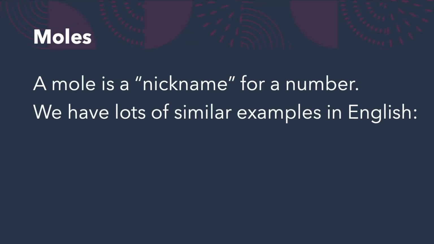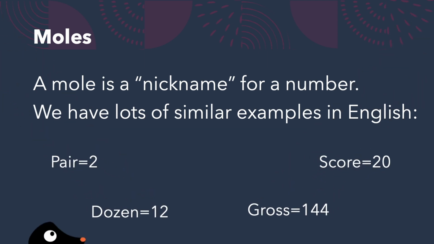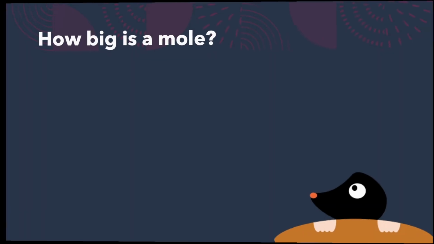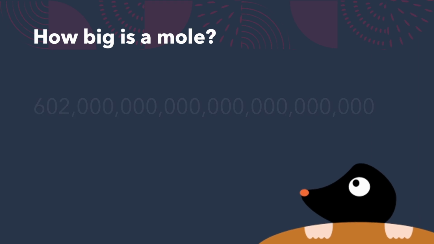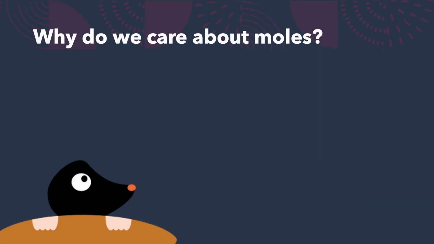A mole is just a word that describes a particular number. We do this in English all the time. There's 2 in a pair, 12 equals a dozen, score means 20, and gross refers to 144. So what number does the word mole represent? Well, it's a pretty big number. A mole is approximately 602 sextillion. In scientific notation, that's 6.02 times 10 to the 23rd.